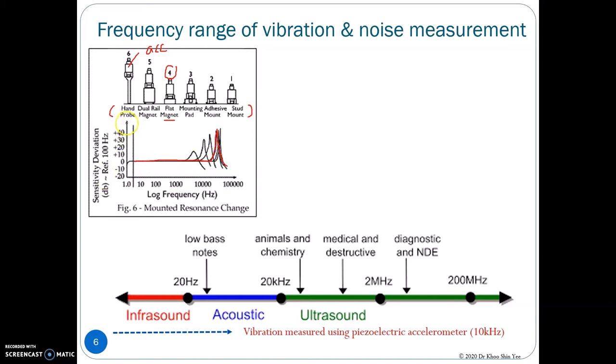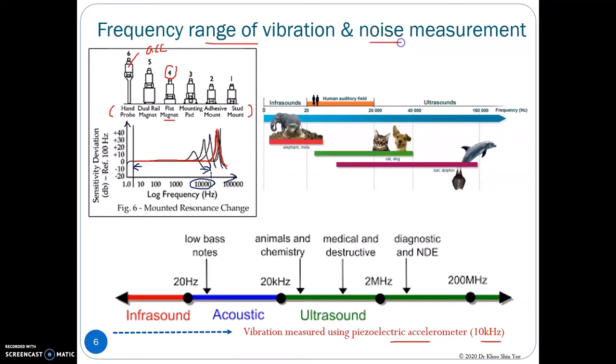This figure is called the sensitivity deviation versus frequency, where the measurement is only valid when the sensitivity is constant. So you can see that this is the valid vibration measurement, and the maximum vibration it can measure is around 10 kHz. So the frequency range of vibration measurement using a piezoelectric accelerometer is around 10 kHz. How about sound and noise measurement?